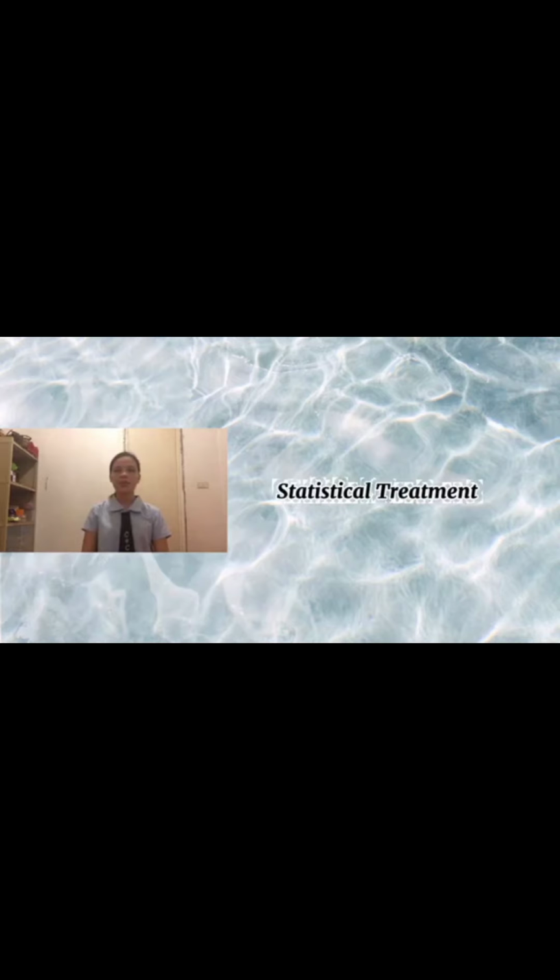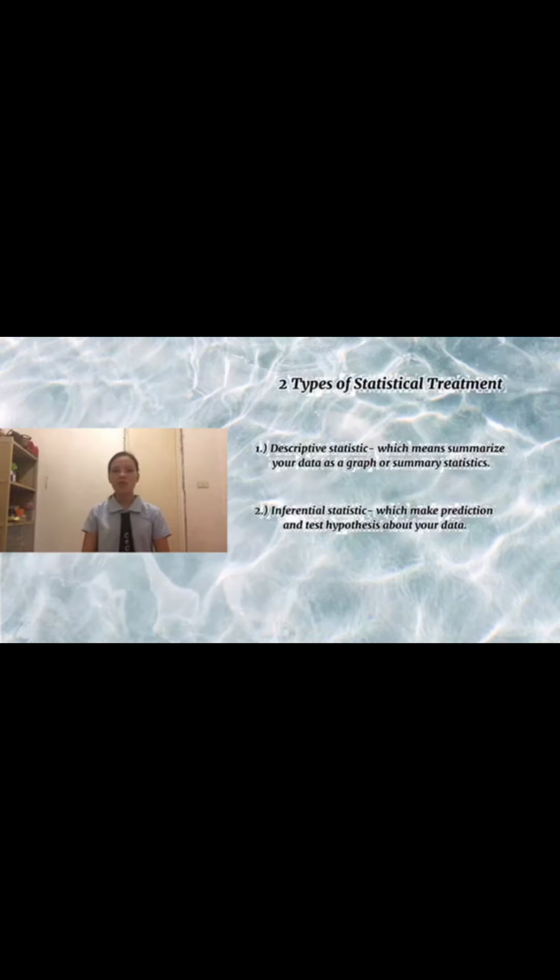Statistical treatment. Statistical treatment is a catch-all term which means to apply any statistical method to your data. Statistical treatment has two types. First is the descriptive statistic, which means summarize your data as a graph or summary statistic. In descriptive statistic, we are going to use the mean, the measure of variability, which is the standard deviation, the variance and the range, and also the frequency, the count.